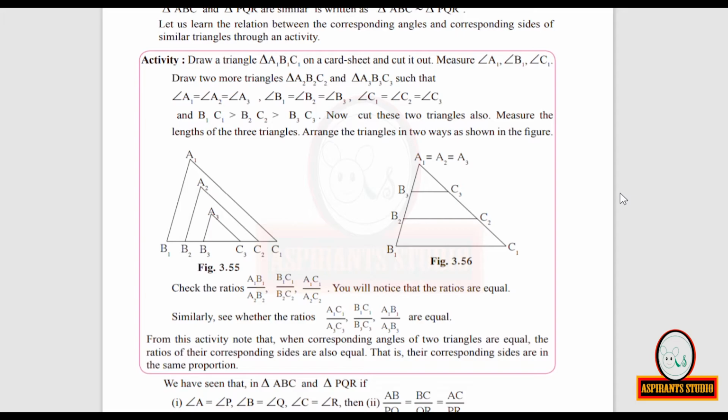Now cut these two triangles also. Measure the lengths of the three triangles. Arrange the triangles in two ways as shown in the figure. Look at figure 3.55 and see the arrangement. Now look at figure 3.56 and see the different arrangement made out of those three triangles.